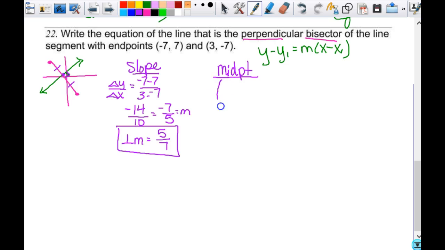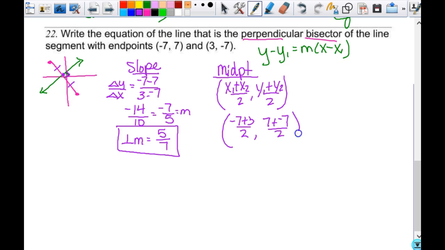The midpoint formula is easy. x1 plus x2 over 2, y1 plus y2 over 2. And I'm using the endpoints of the segment, so this gives me negative 7 plus 3 over 2, and 7 plus a negative 7 over 2. So negative 7 plus 3 is a negative 2. I'm sorry, no, is a negative 4. Divided by 2 is a negative 2. And then 7 plus 7 is 0. Over 2 is 0. There is the point that I use.